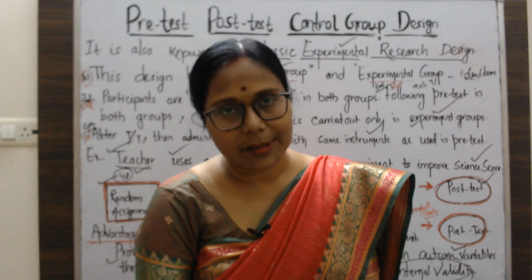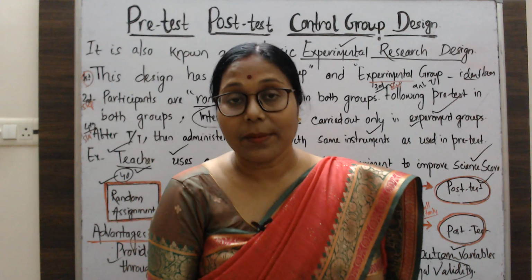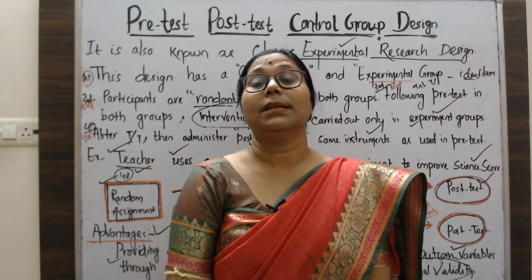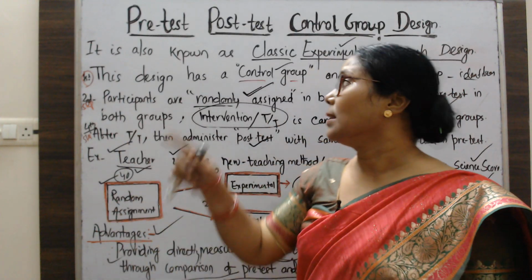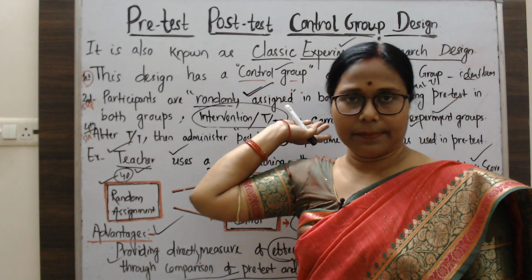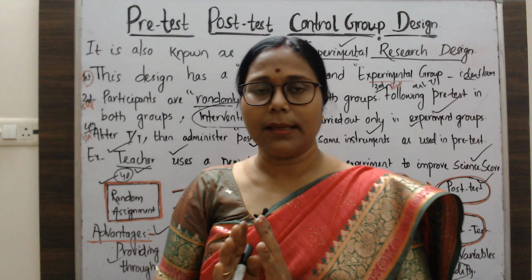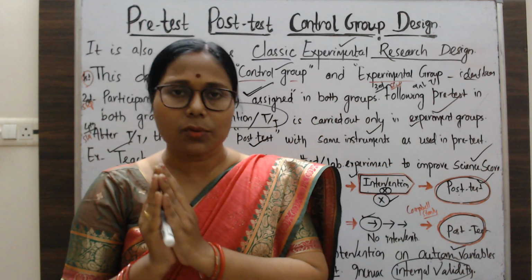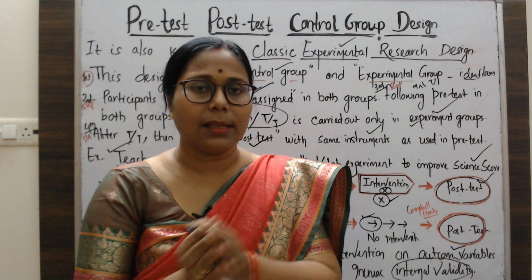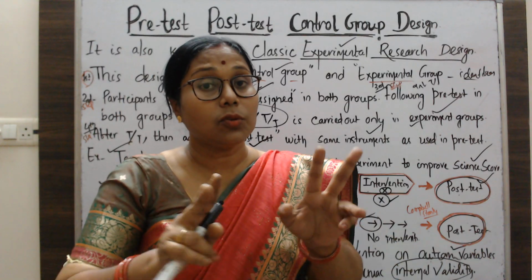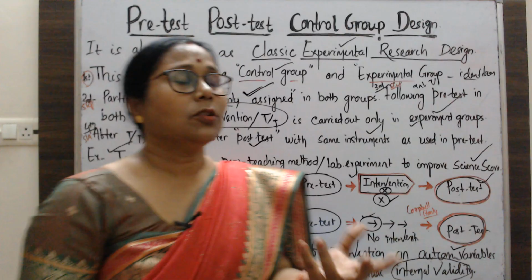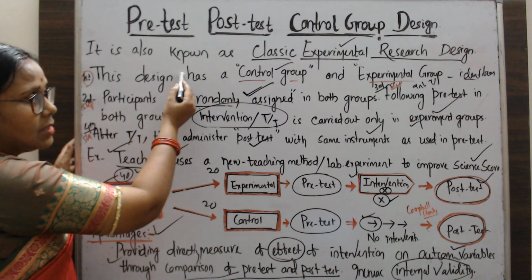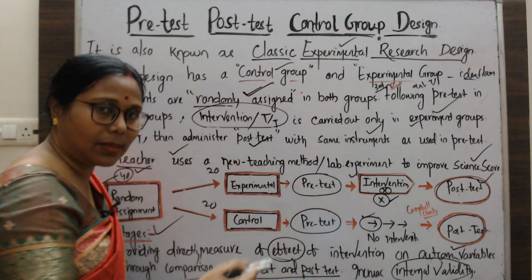Hello everyone, today in this lecture we discuss one type of true experimental research design, that is the pre-test, post-test, control group design. The name indicates that the researcher has to do two tests, one is the pre-test and another is the post-test, and here two groups are there, one is the control group and another is the experimental group. So it is also known as the classic experimental research design.